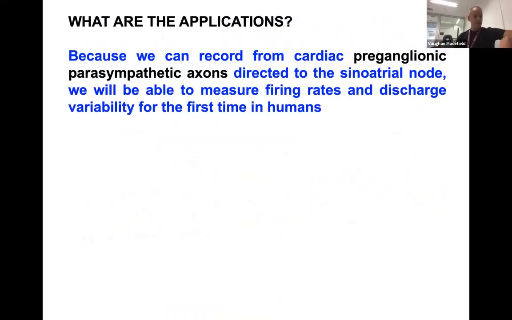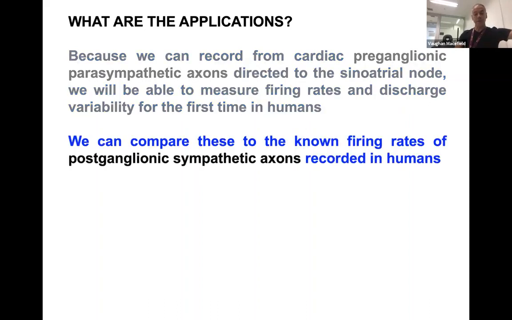So what are the applications of this? Well, as I've shown, we can record from cardiac preganglionic parasympathetic axons direct to the sinoatrial node and measure their firing rates and discharge variability, the first time in humans. We can compare these to the known firing rates of sympathetic axons that we've been recording. We know that they mostly fire up to 1 hertz, so 0.5 to 1 hertz. So postganglionic sympathetic axons have very, very low firing rates.